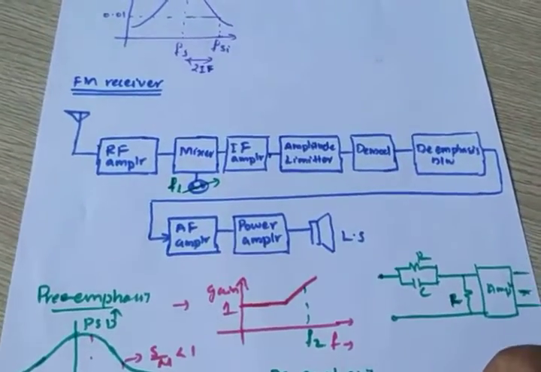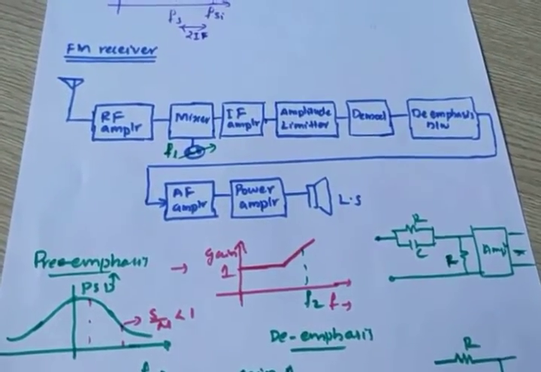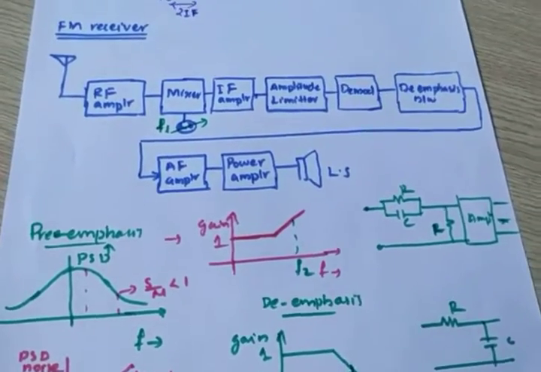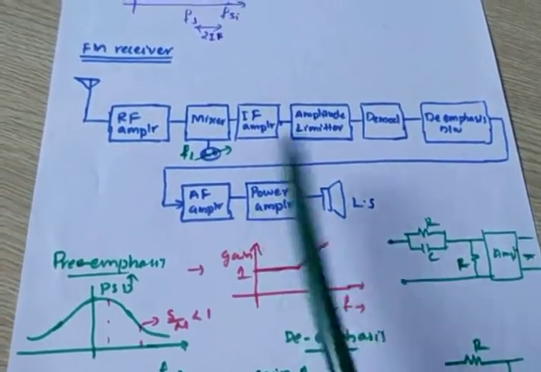So in this lecture I will discuss FM receiver. In the previous lectures we discussed AM receiver, tuned radio frequency and superheterodyne receiver. This is another kind of receiver, the FM receiver.